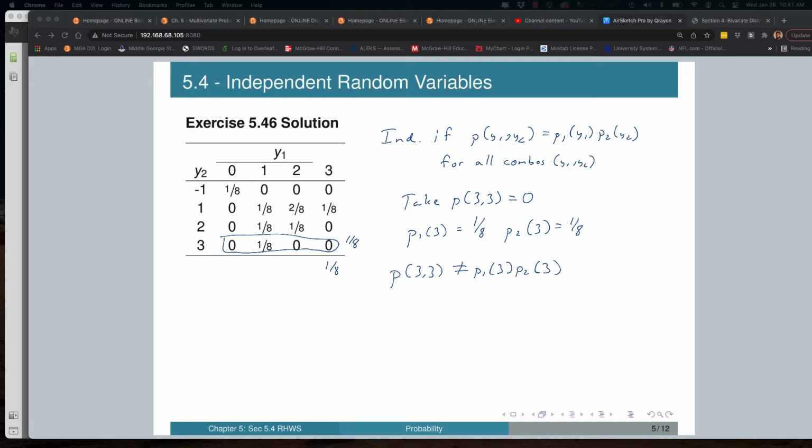You could probably leave this here if you've shown me this stuff already. That's probably fine. I just like to write in the numbers to drive the point home, to be more official, I guess. That's 1/8 times 1/8, and we know that's 1 over 64. So those aren't equivalent, thus y1 and y sub 2 are dependent.